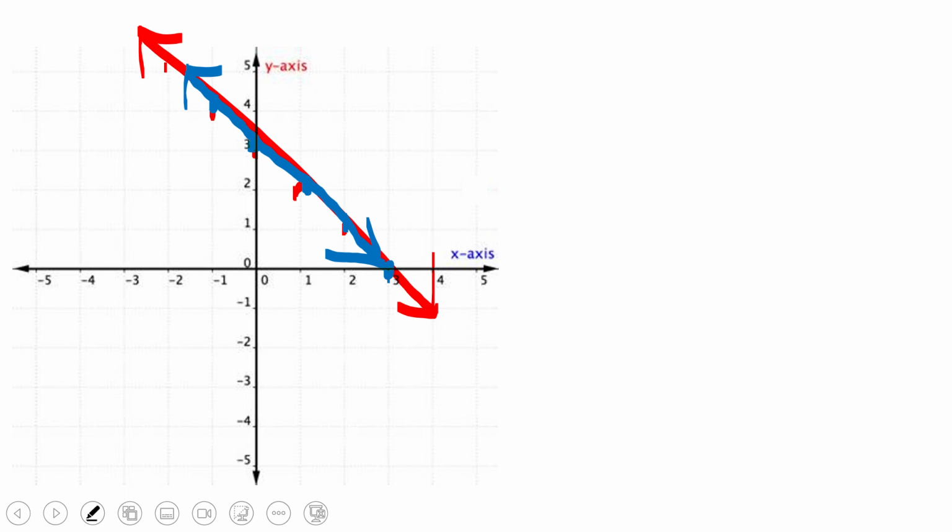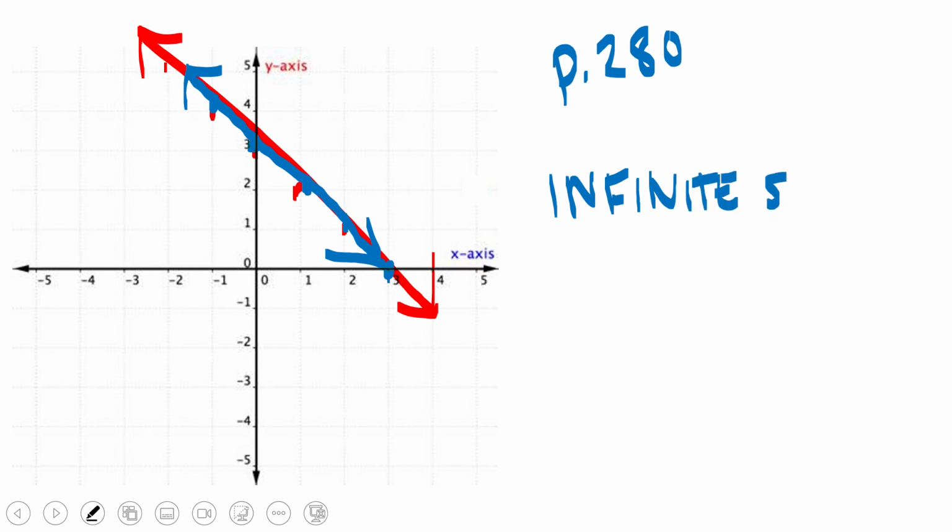Look at your chart on page 280. When this happens, there's the exact same y-intercept, the exact same slope. These solutions are infinite. You can plug in any x or y value and have a solution for both equations if they are the same.